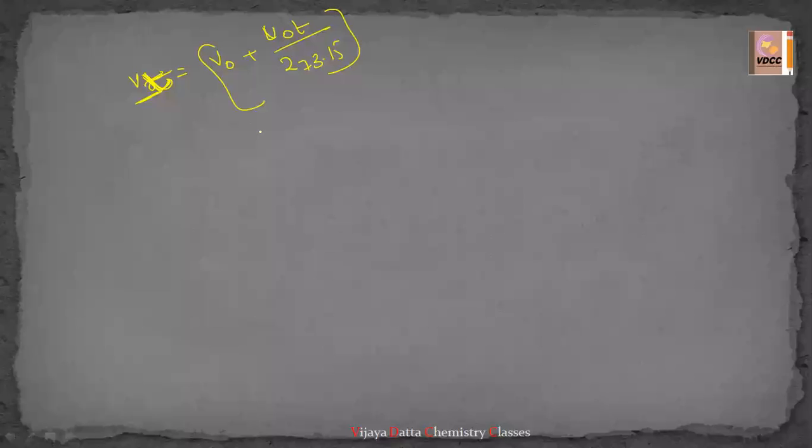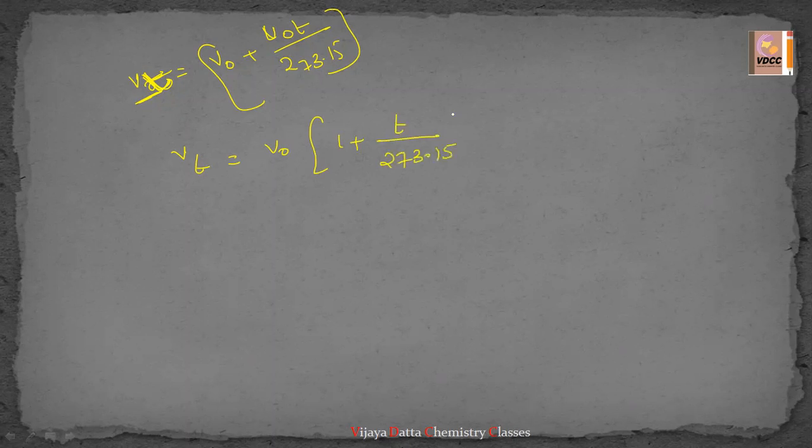Then according to case 2, for every 1 degree Celsius rise in temperature, the volume of the original gas will increase. So Vt is equal to V naught plus V naught t by 273.15 times it is increasing. So Vt equals, if you take V naught common, V naught into 1 plus t by 273.15. So this is called Charles law.